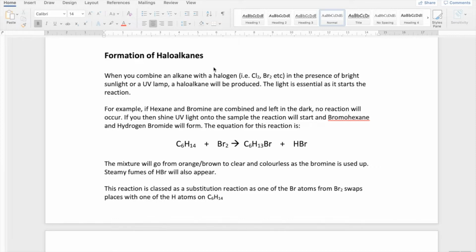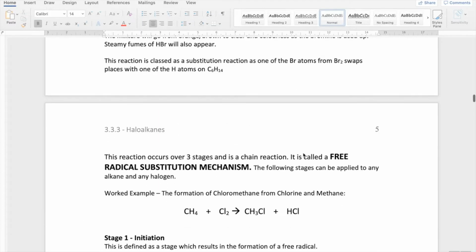Now, reaction mechanisms are a step-by-step process to show how you take molecules at the beginning of a reaction and turn them into the products which are made at the end of the reaction. By the end of your A-level, you'll probably end up having to do maybe 12, 13, 14 different organic mechanisms to show the step-by-step process of turning reactants into products. And we're going to look at the first one today. It's called a free radical substitution mechanism.